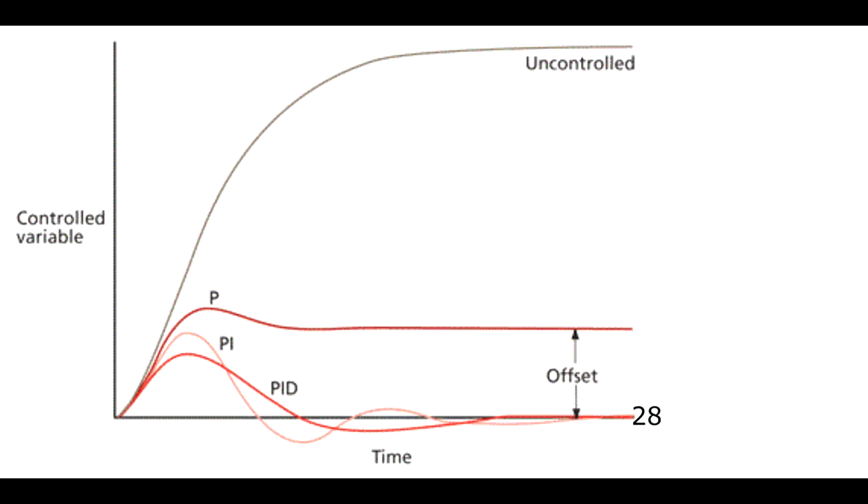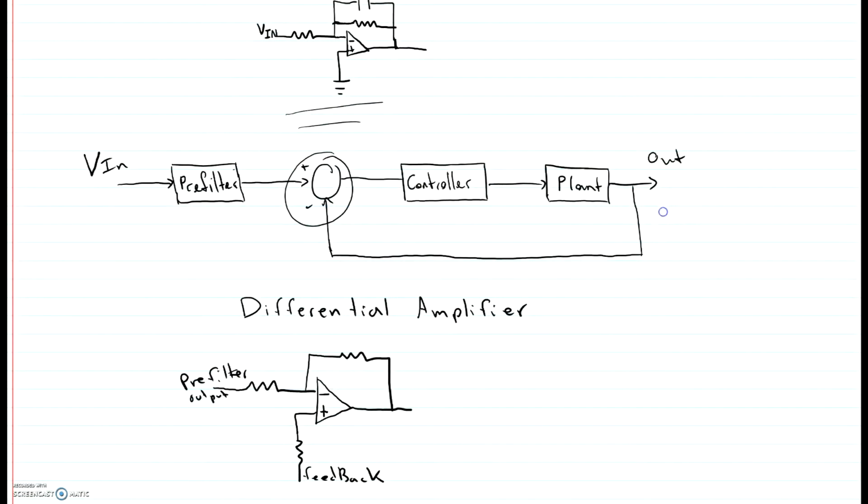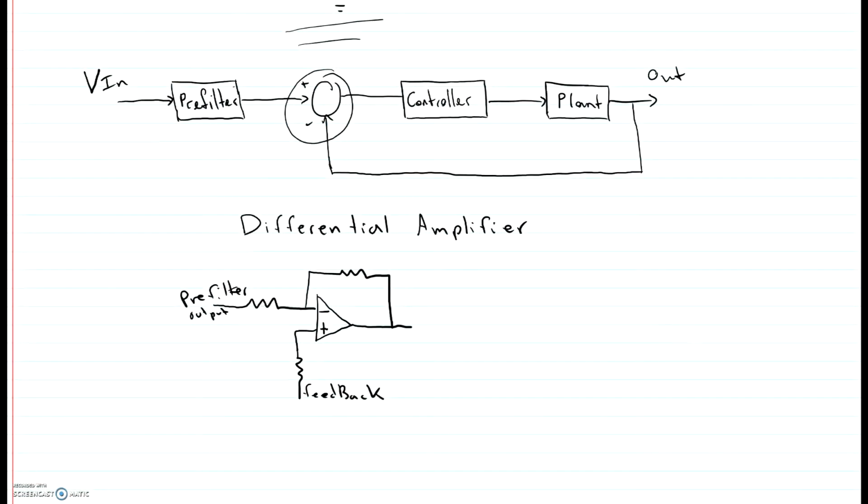Now, let's get into the implementation. Now that we understand what the PID controller is for and what it does in a control system, we can move on to realizing the whole robust control system. The first part of the robust control system is the pre-filter. The pre-filter circuit is shown below. The next part of the system is a differential amplifier, which takes an input from the pre-filter output and also from the feedback.